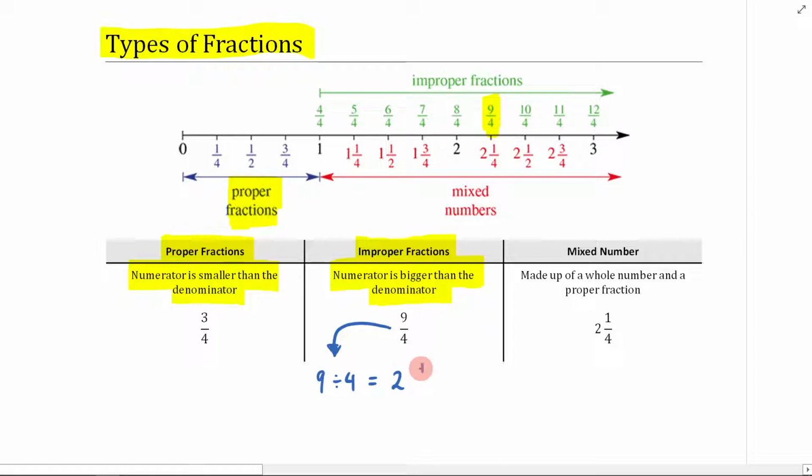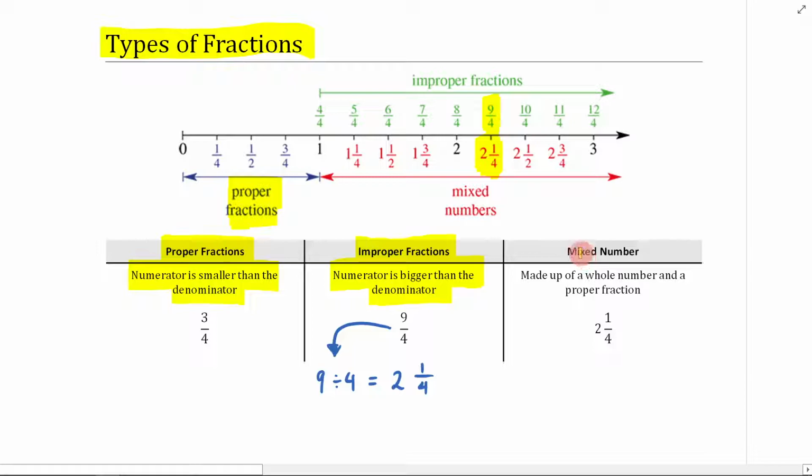What you can do with that 1 left over is put it over the denominator of what you started with. So as you can see, another way of representing the improper fraction 9 on 4 is to say it's 2 and 1/4. If we look up at our number line again, that's what's written here. So this improper fraction can also be written as a mixed number, 2 and 1/4. That's how these are related.